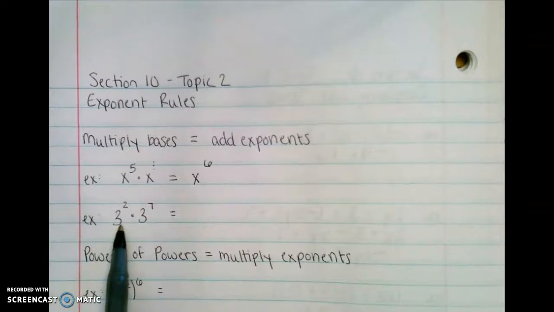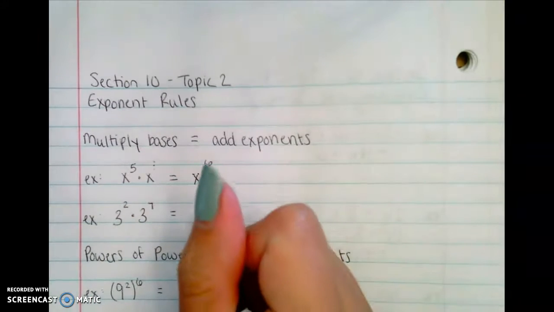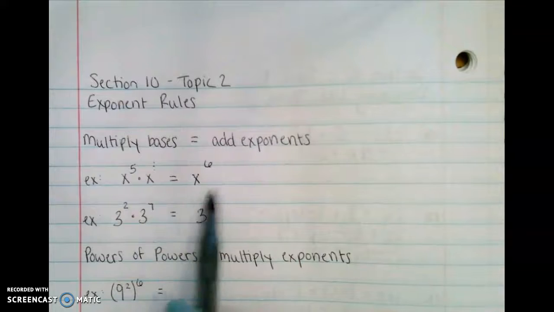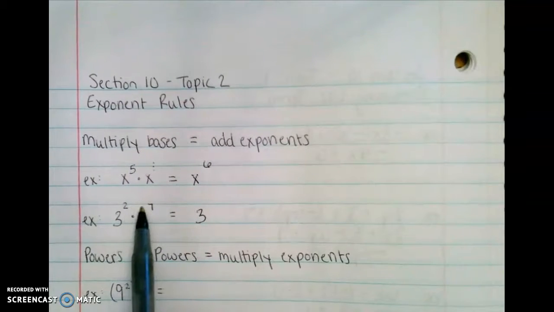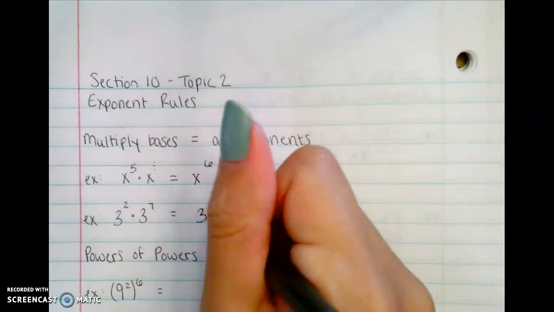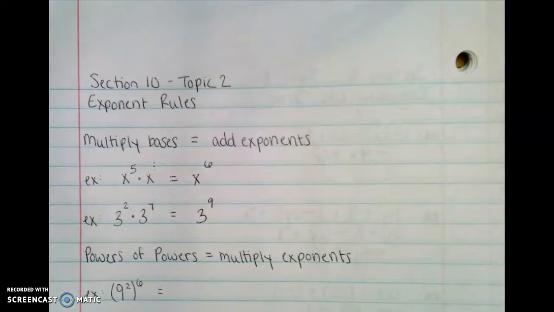In the second example, we have the base of 3, so we're multiplying the bases. 3 times 3, and so that would combine just to give us 3. And the rule is, again, to add the exponents. So 2 plus 7 would give you 9. So this simplifies to 3 to the 9th power.